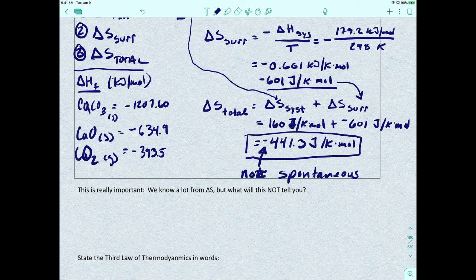All right, so we know a lot from the change in entropy, but what will this not tell you? It's not going to tell you how fast the reaction goes.